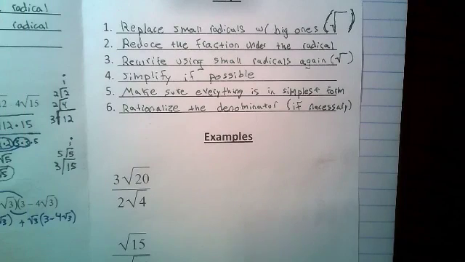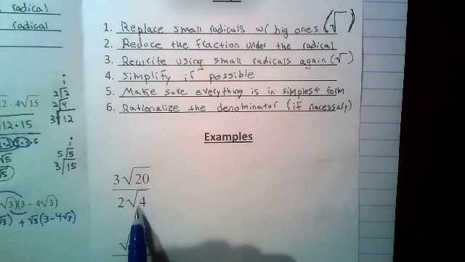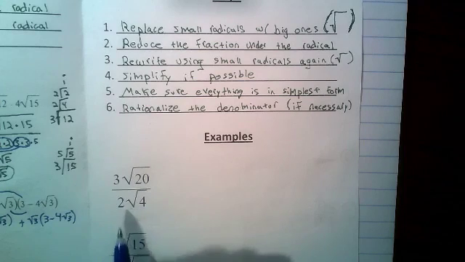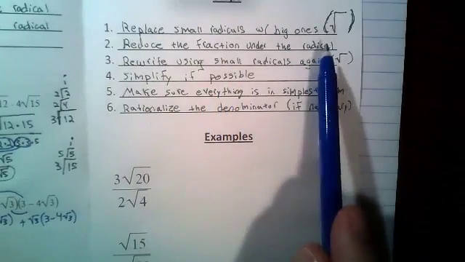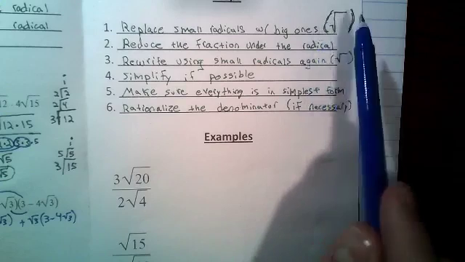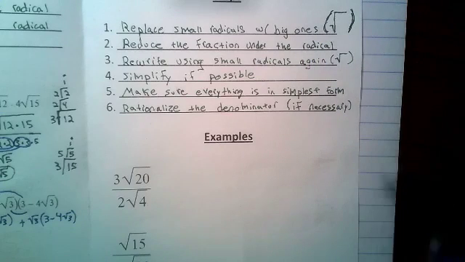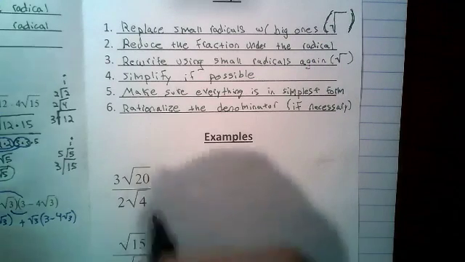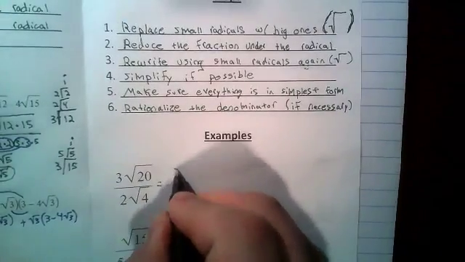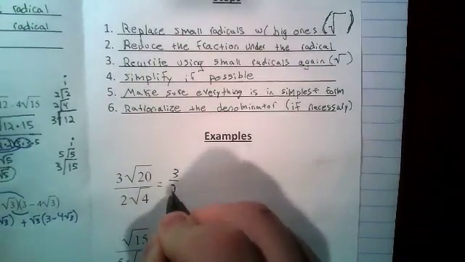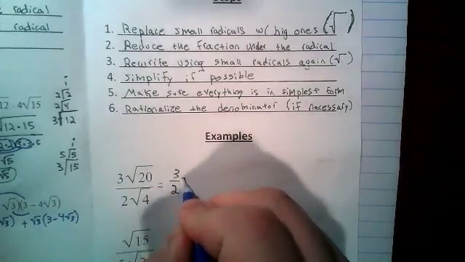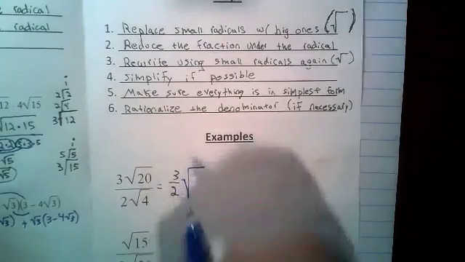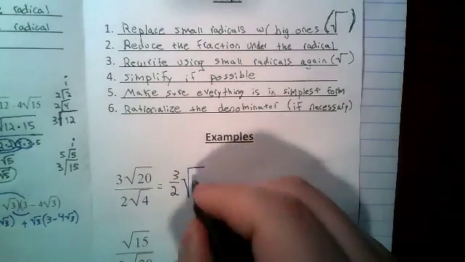Our first problem, we've got 3 square root 20 divided by 2 square root 4. What we're going to do is first replace these small radicals with the big one. In parentheses I made a big radical so you could see what I mean. So we're going to change this to 3 over 2, that's going to stay the same, and then as a big radical, we're going to have 20 over 4.